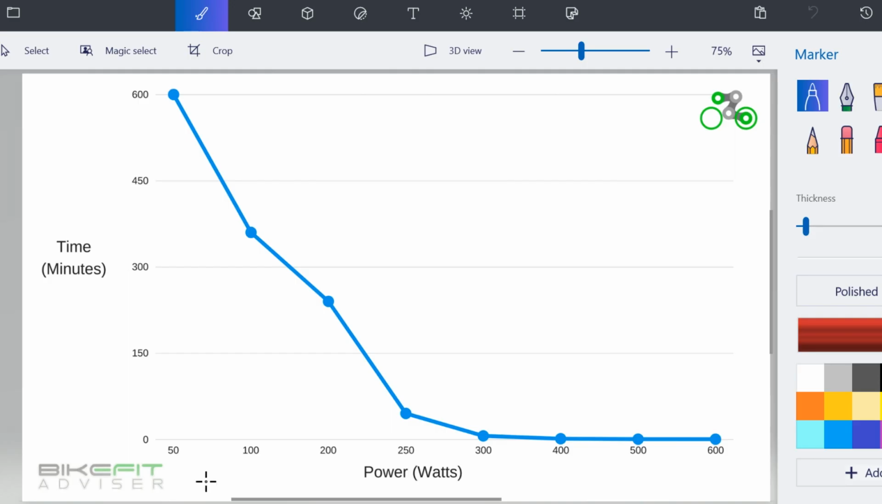We're looking at a really basic graph of power output by a cyclist. Over here on the y-axis, we have the number of minutes that they can spend at a given power output. At 50 watts, they can spend 600 minutes, or about 10 hours. Of course, this is going to vary between people, but this is just a very rough drawing and estimate. As we get to 100 watts, we get to about 6 hours, 200 watts, about 4 hours. And then there's this precipitous drop at around 250 watts.